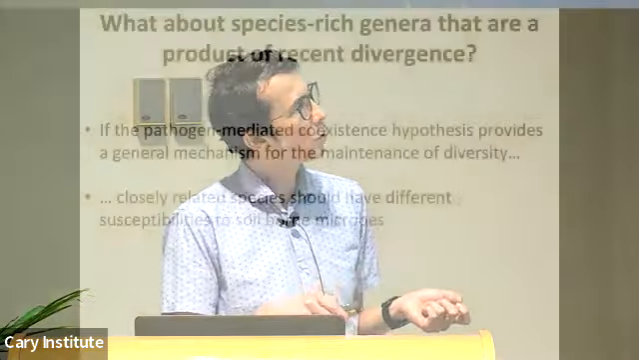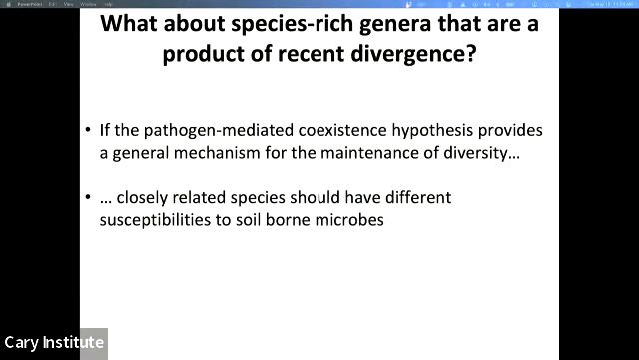And so the question here was, if the pathogen-mediated coexistence hypothesis provides that general mechanism for the maintenance of diversity, we still expect some sort of differentiation in those soil-borne microorganisms that are able to colonize congeners, right? Otherwise, our findings will not be standing alone. And so we tested that hypothesis.